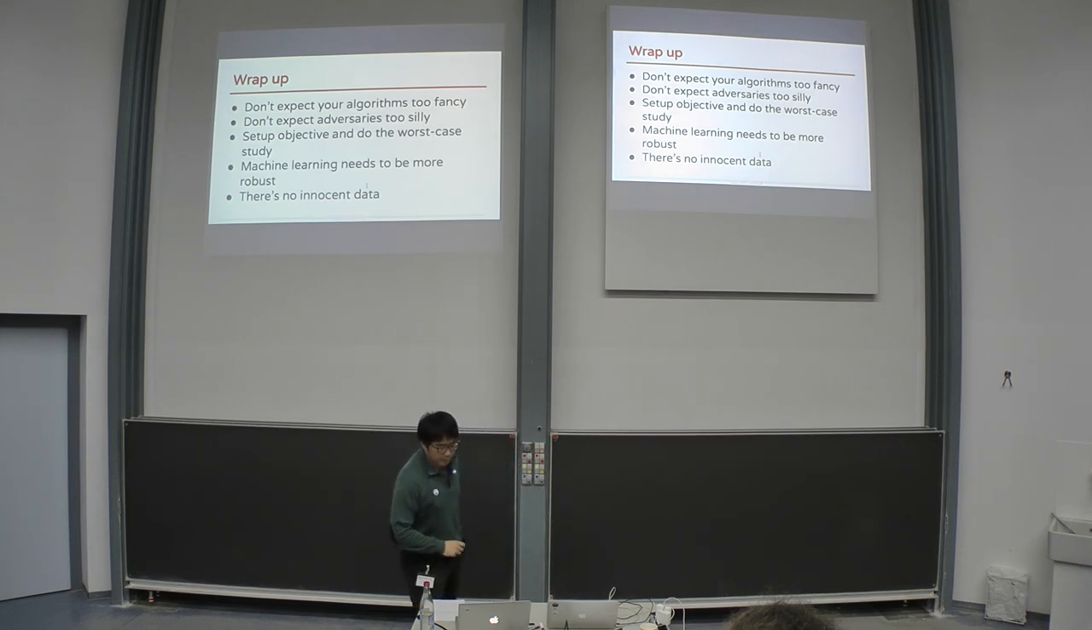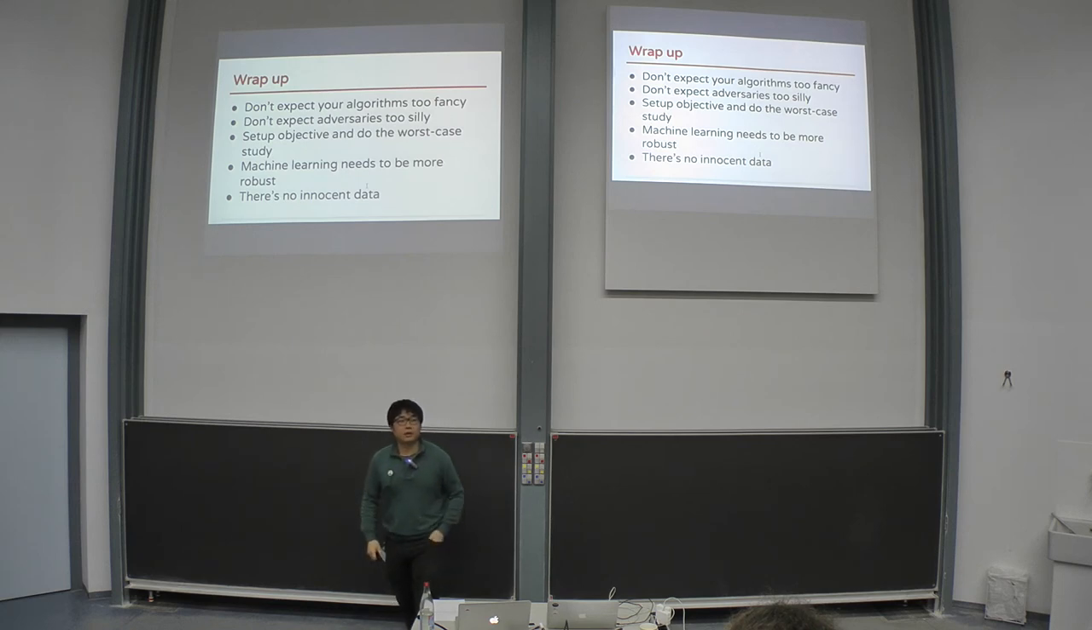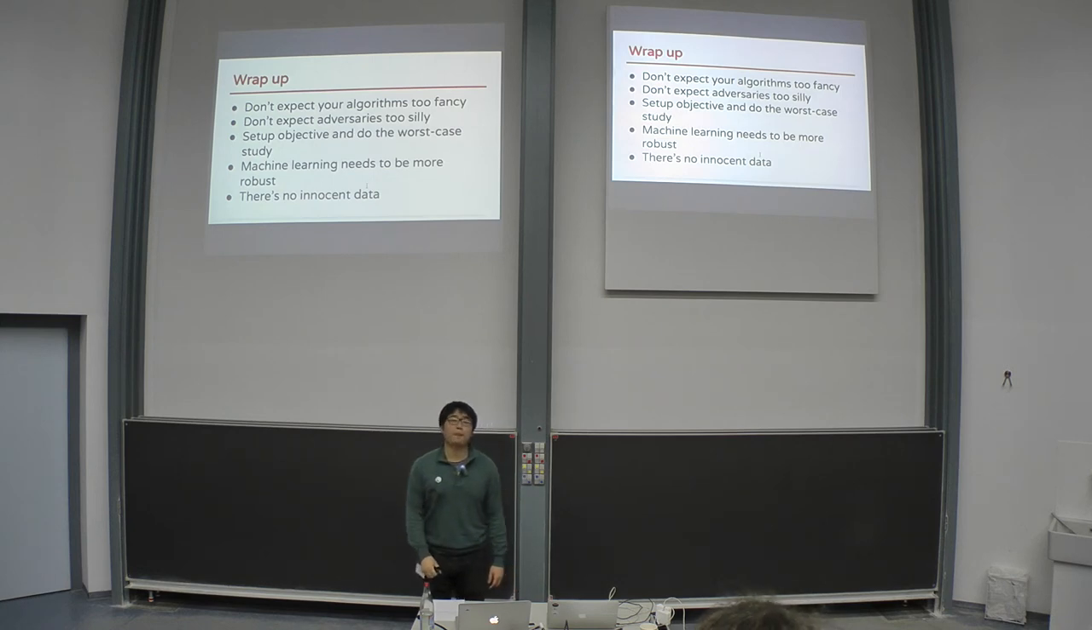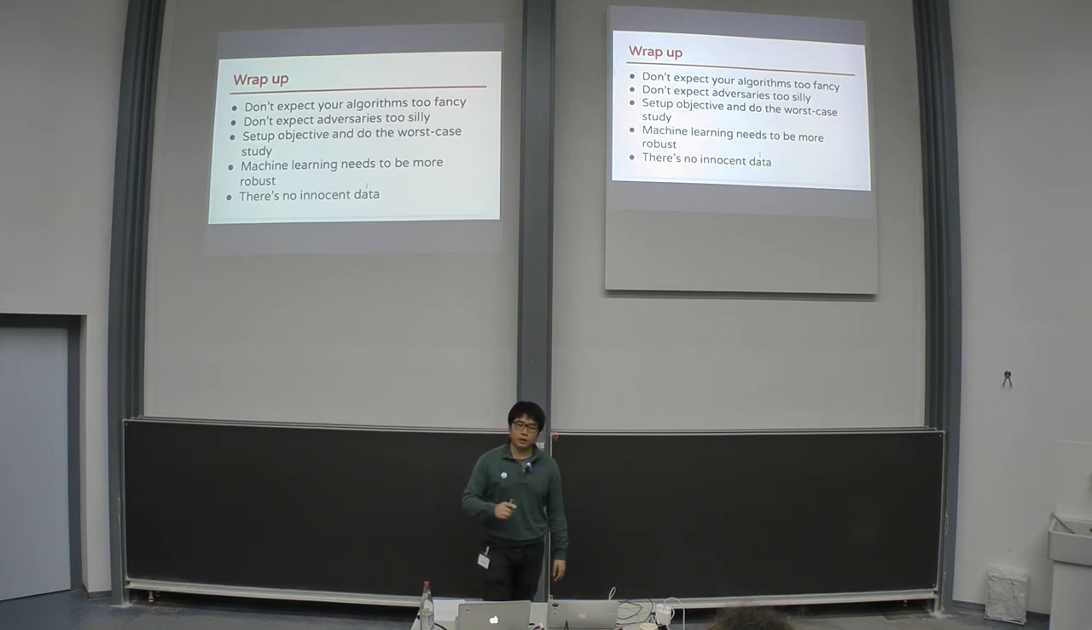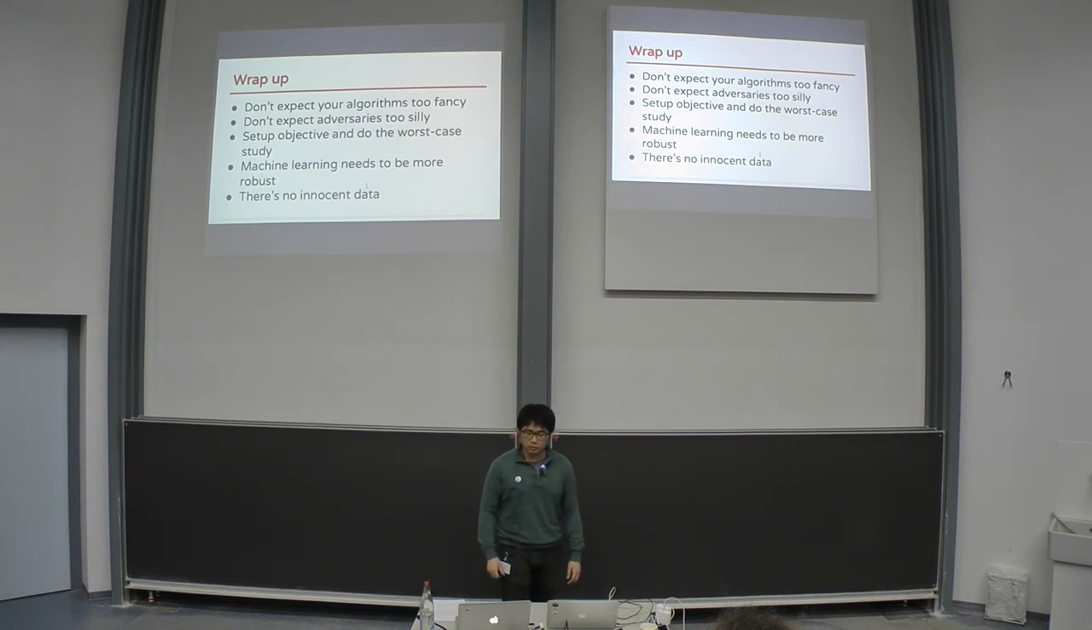So that's to wrap up. I think probably you did not expect this coming, because you came for deep learning, but I really hope this can increase your curiosity and give you some alerts. When you do machine learning, when you are designing learning algorithms and systems, please don't expect your algorithm to be too fancy. Your algorithm is full of spots which can be exploited by adversaries, by some bad guys out there. And also, don't expect the adversary to be too silly. Actually, they're as smart as you are.